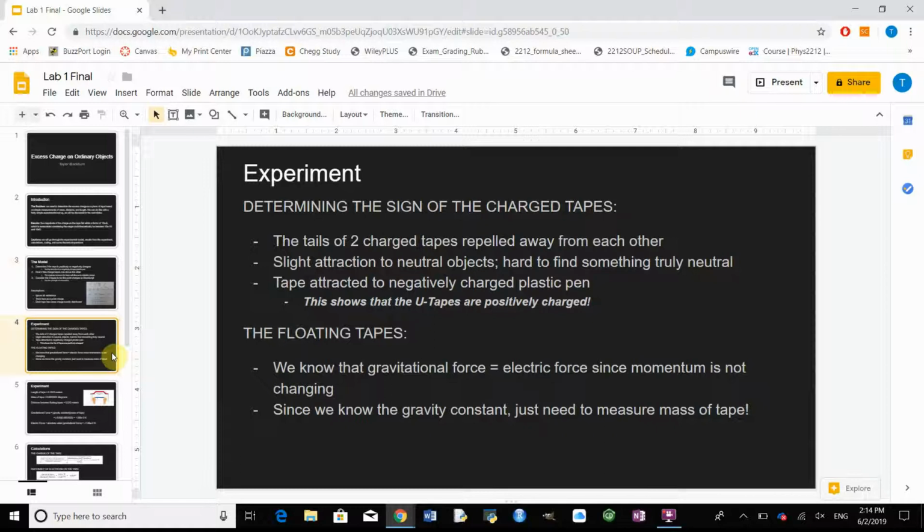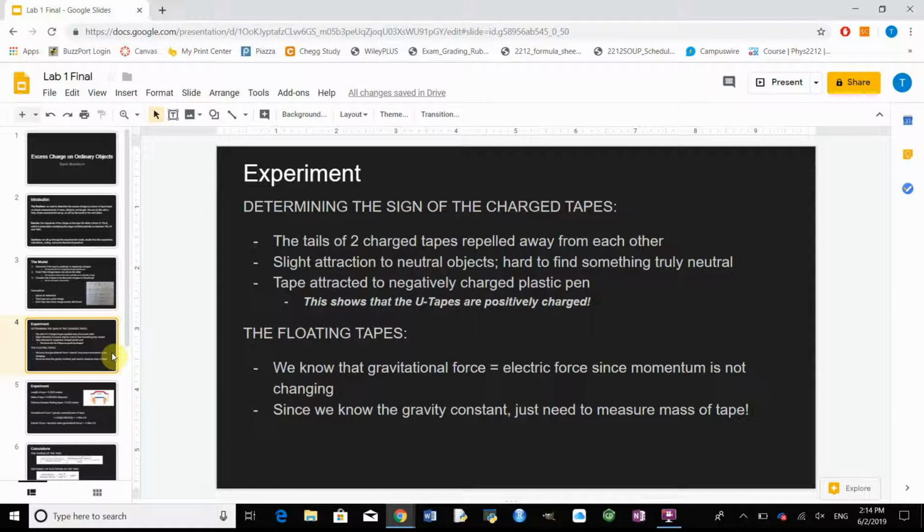So this experiment, as I said, the first part is determining the sign of the charged tapes. So we charged the tapes and the tails of 2 of them repelled away from each other, and we saw a slight attraction to neutral objects, and it's hard to find something truly neutral. And the tape was strongly attracted to a negatively charged plastic pen. And this tells me that the tapes were positively charged.